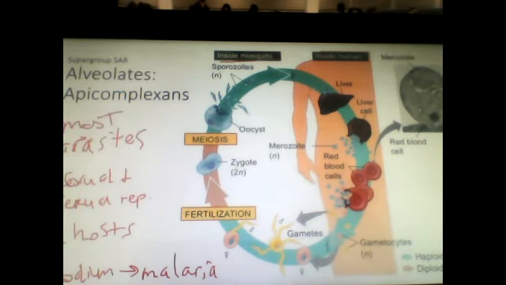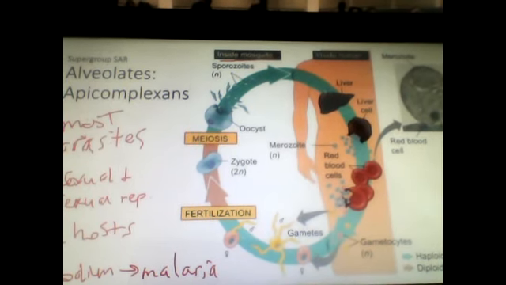And I don't have to write much here. That's a good thing. So it's a cycle, so we're just picking a place to start. So we're starting with these sporozoites. N meaning what? What does N mean? Haploid, meaning half the number of chromosomes of a normal cell.